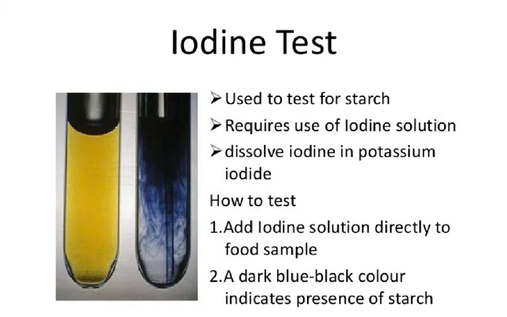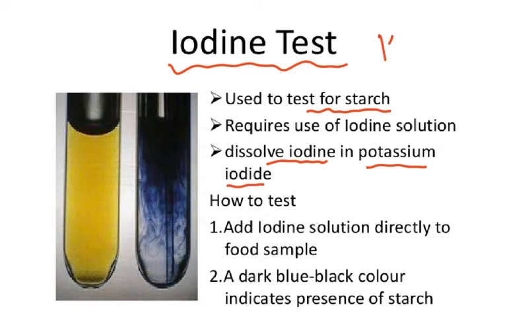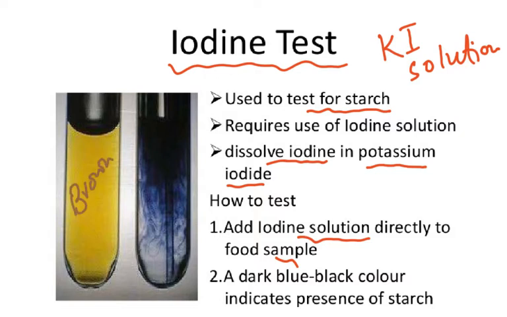Then we need to talk about the iodine test, which we're going to be doing in this. We use it to test for starch. How do we make the iodine? We dissolve the iodine in potassium iodide, so it is a potassium iodide solution. Then we take whatever sample and add the iodine solution directly to the food sample, and you get a dark blue-black color indicating the presence of starch. This is the color of iodine, which is a brownish color, and then it changes to a blue-black color, which you can see here.